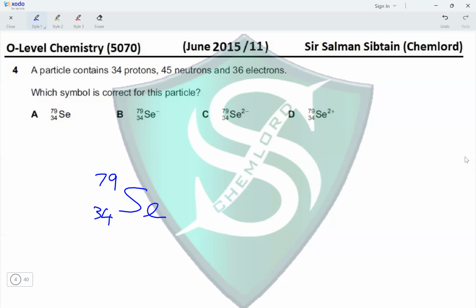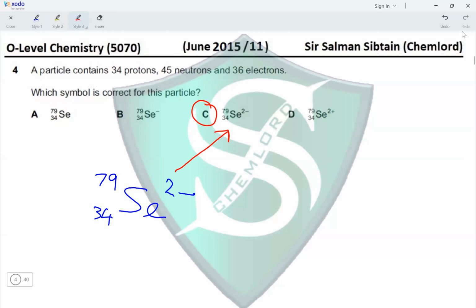So now we're left with only electrons. We've got 36 electrons. Since the proton number is 34 and the electron number is 36, there has been a gain of 2 electrons. Gain of electrons introduces a negative charge. And since 2 electrons are gained, the charge would be 2 negative. This makes option C the correct option for this question.